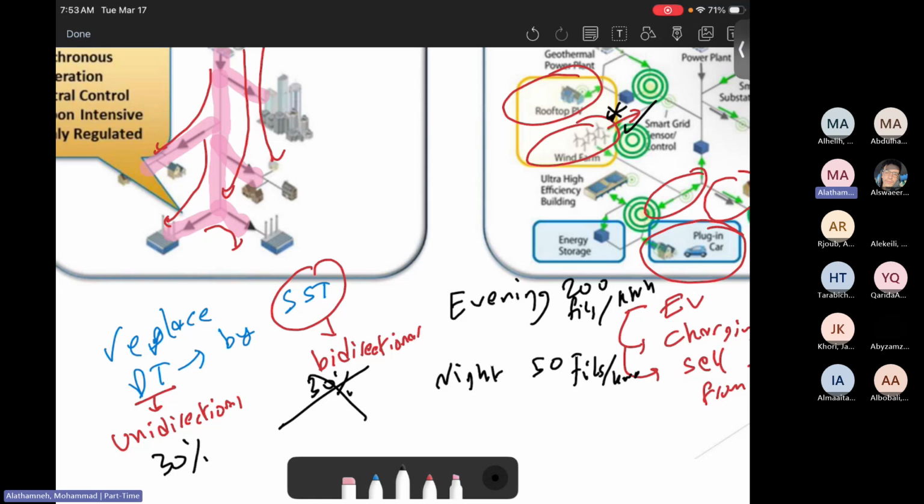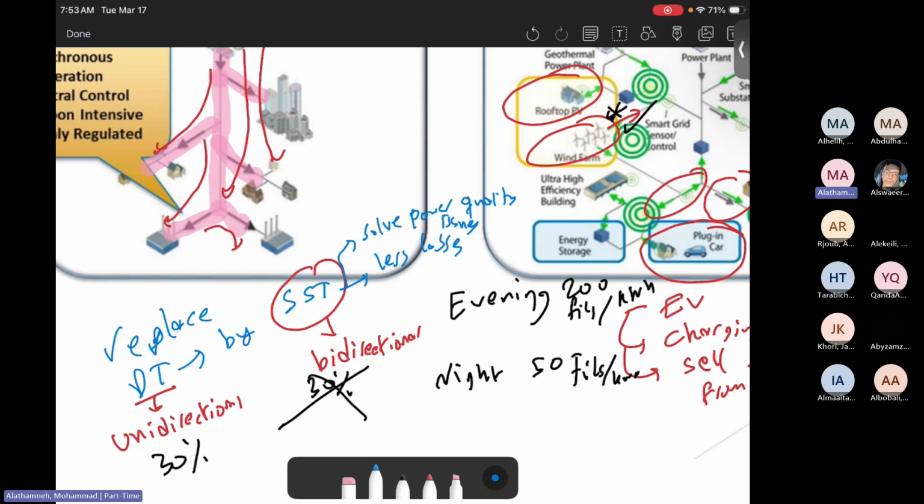Not only me, many researchers are doing that research by replacing the distribution transformer with a solid state transformer. And the good thing about it is that it has fewer losses, and the other thing is that it can solve power quality issues. So there will be several advantages to it.